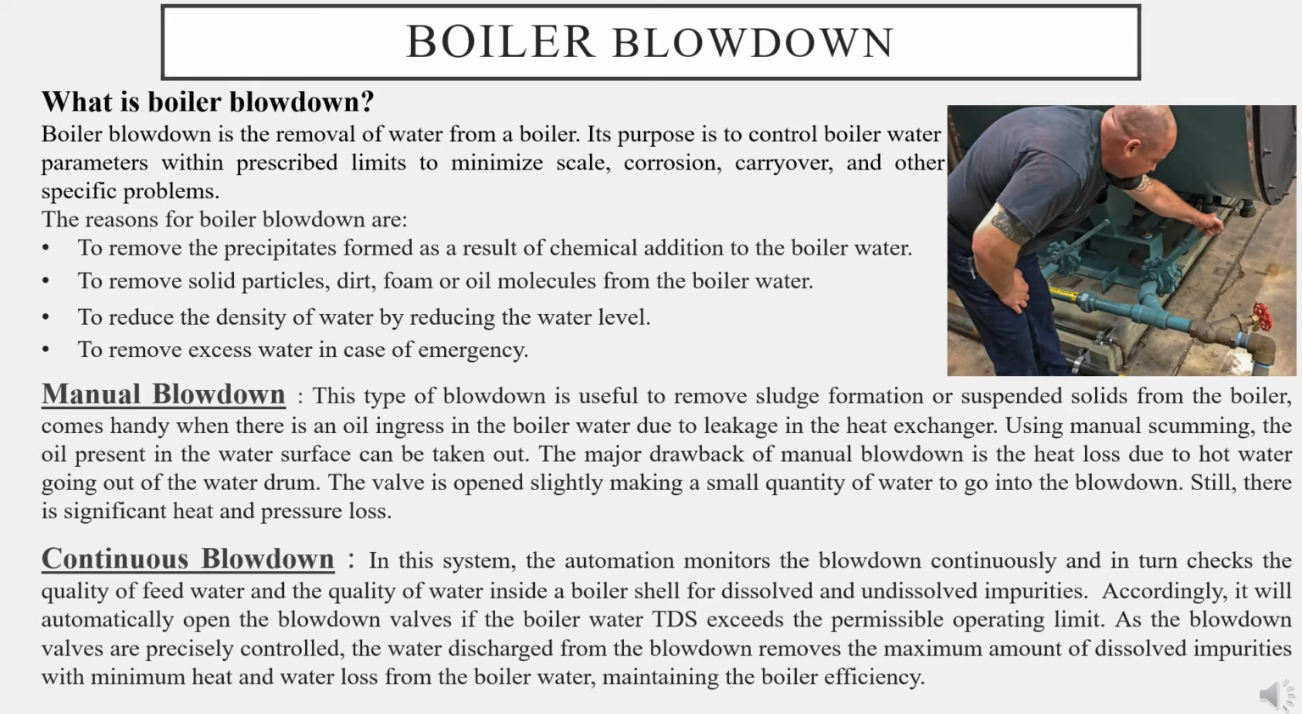It has its drawbacks, the major drawback being loss of heat and pressure as the hot water is taken out. Continuous blowdown is done automatically, with the quality of feed water and the quality of water inside the boiler being continuously checked for impurities. It removes maximum impurity with minimum heat being lost, so this is an advantage of using continuous blowdown.